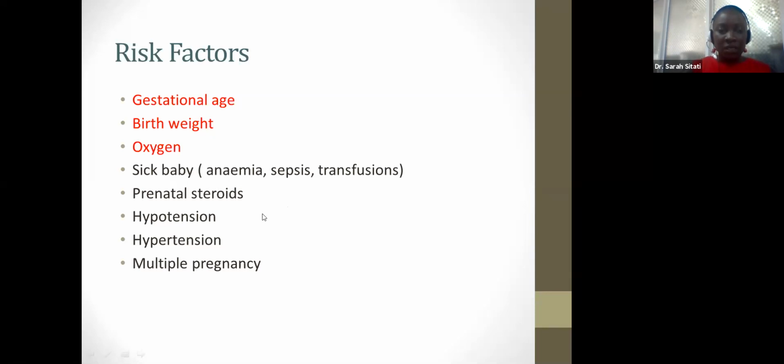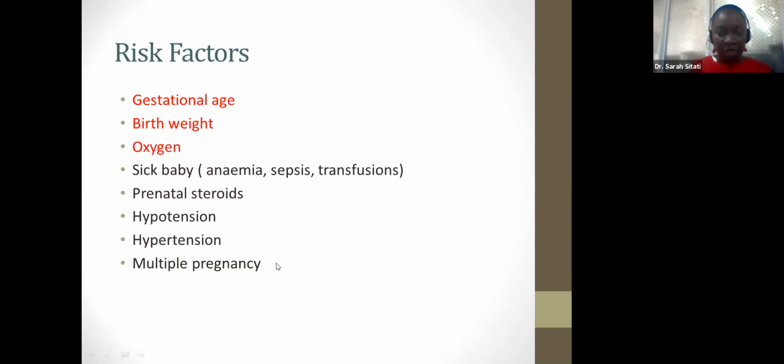Other risk factors that have been mentioned include prenatal steroids, which is a controversial one. Some studies have noted it to be actually helpful in reducing ROP, while some studies have blamed it for the higher incidence of ROP in babies. Maternal hypotension and hypertension have both been identified as risk factors. So here lie your mothers with preeclampsia, eclampsia, and so forth.